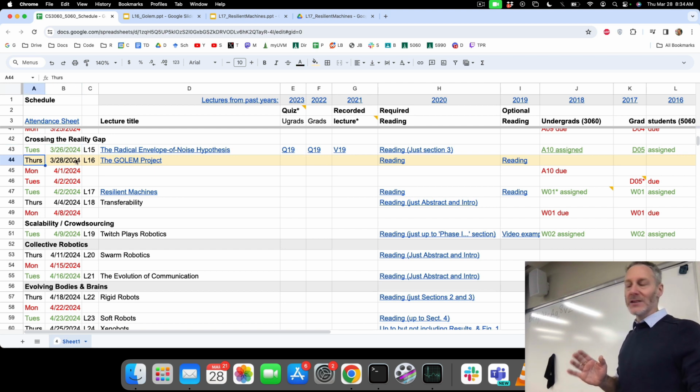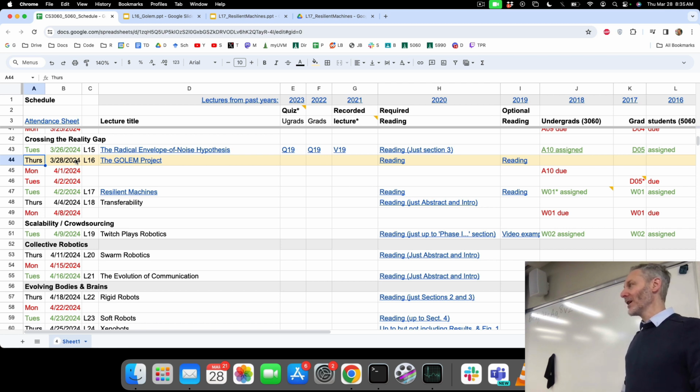Last time we started to look at the GOLEM project, which is a completely different way to attack the reality gap problem. What's the overall intuition behind the GOLEM project that we introduced last time? I mentioned it last time. Is it like diversity? It's like having many examples of variation.